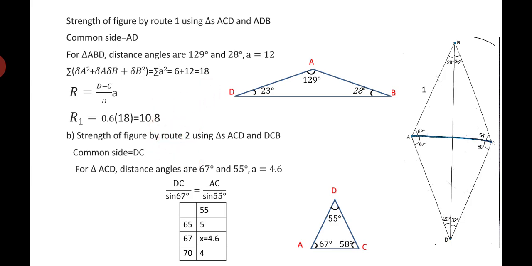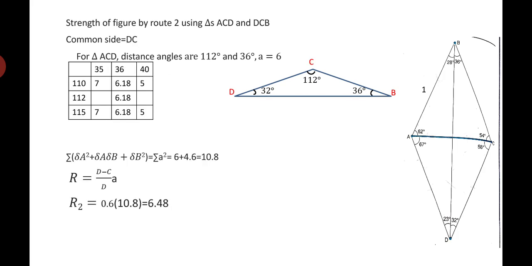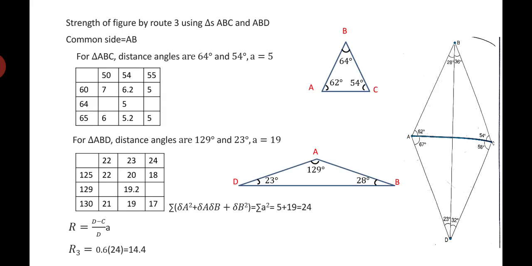Then for figure 2, the strength of figure by the second direction, that is ACD and DCB, you can solve this problem by both directions. You can take this whole figure as one direction, and I can take this whole figure as the second direction. So by 2 directions you can solve this problem. There are 2 different methods to get this R, so that you can easily follow and get R1 and R2.